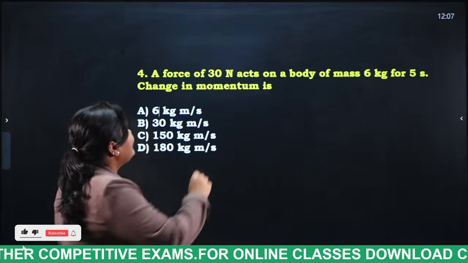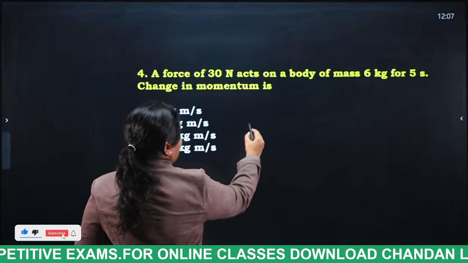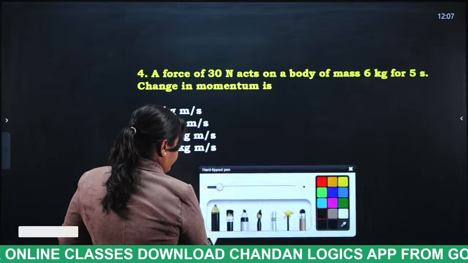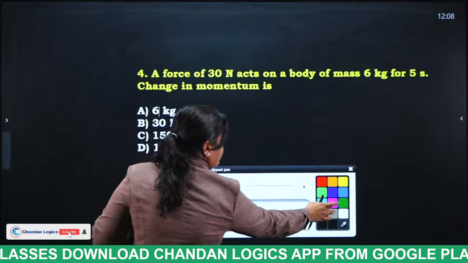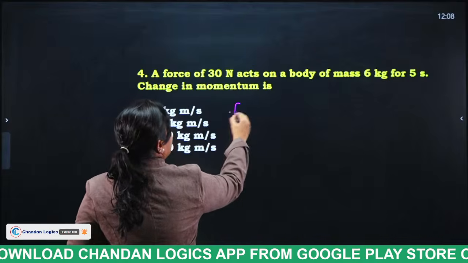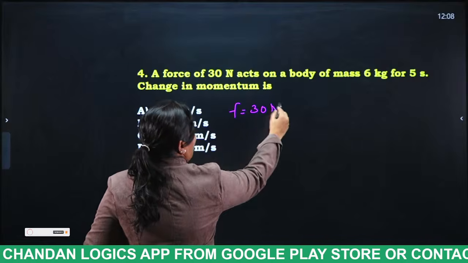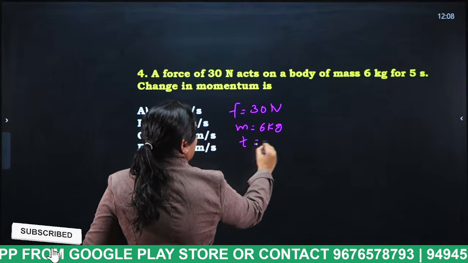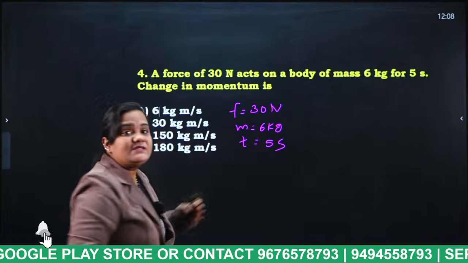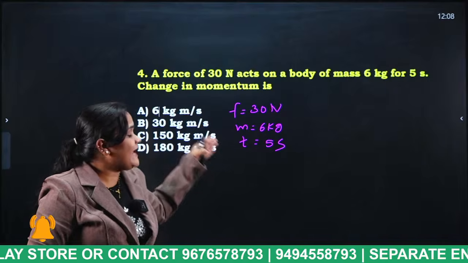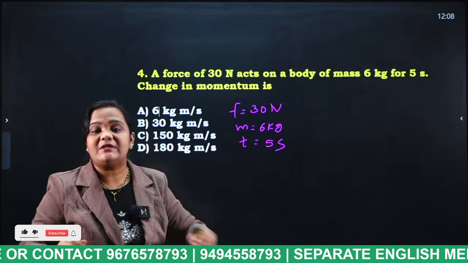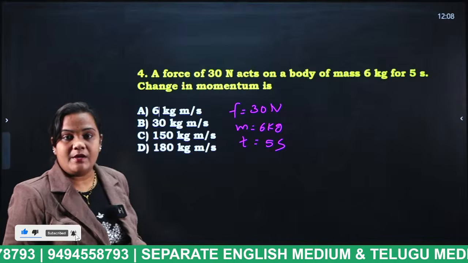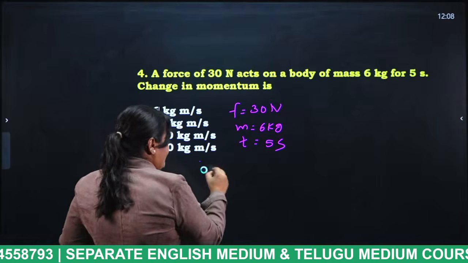So what are the given values, students? A force of 30 newtons. Force is given. Force is given 30 newtons, mass is given 6 kgs and time is given 5 seconds. So if the force and time are given, what we have to consider, students? We have to consider it as impulse momentum. So what is the formula for impulse momentum?